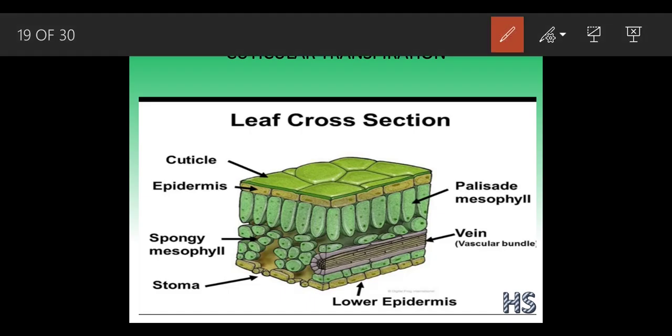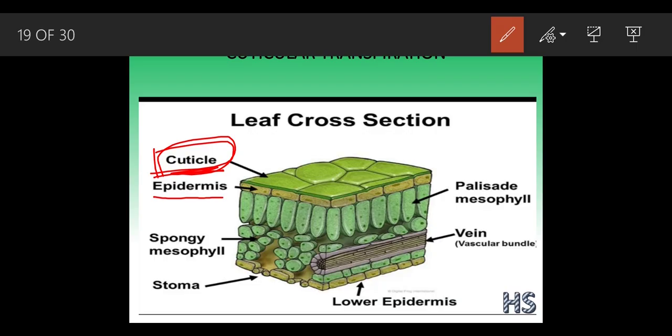Let's understand what we mean by cuticular. The word cuticle refers to the waxy layer secreted by the epidermis. This is the epidermis, and the layer which is formed above the epidermis is called the cuticle. Around 3 to 10% of the water is lost by these cuticles.